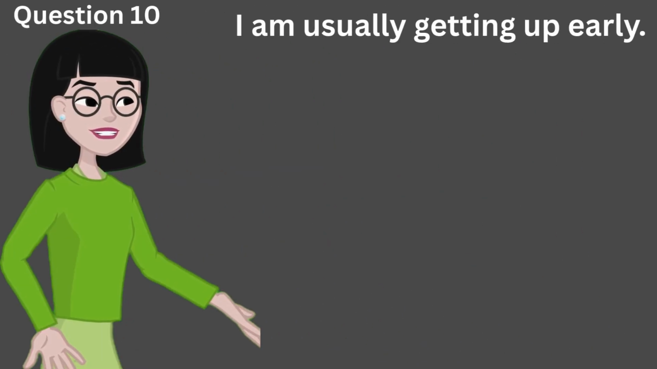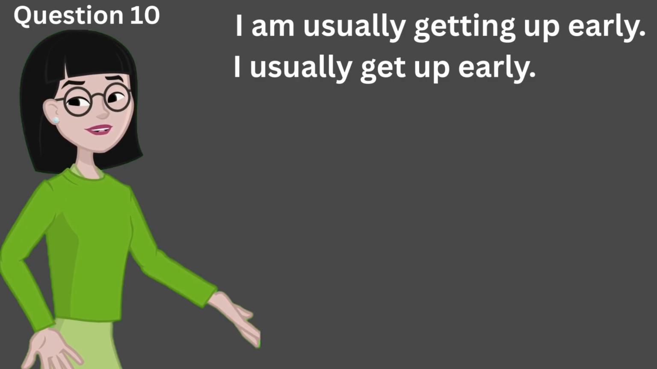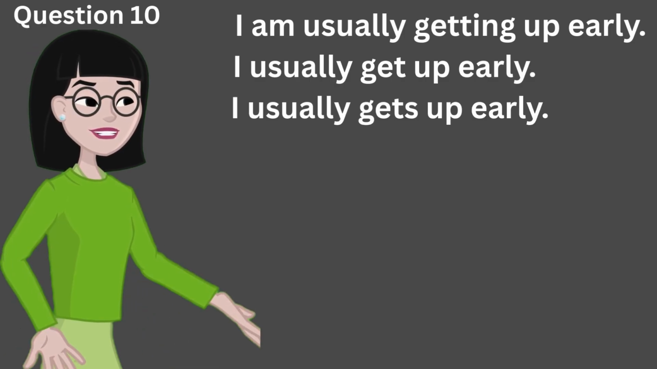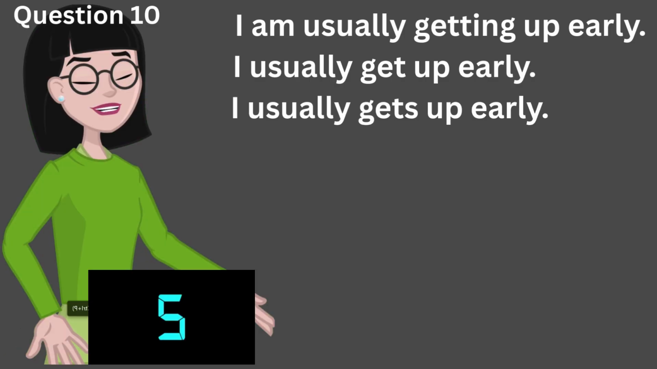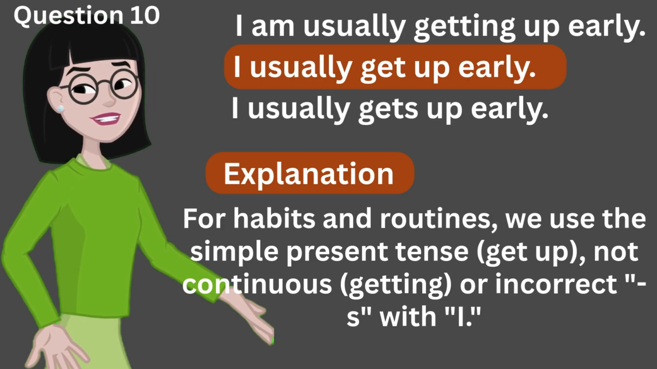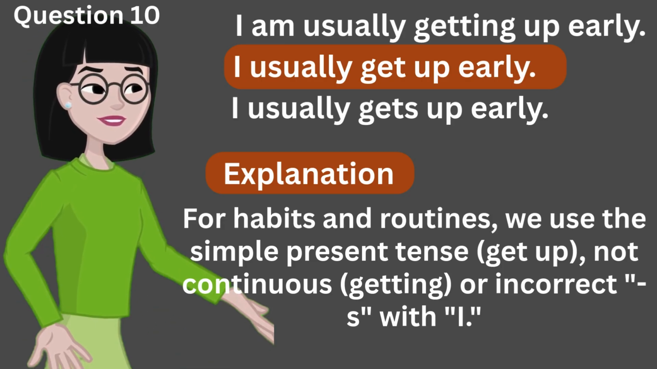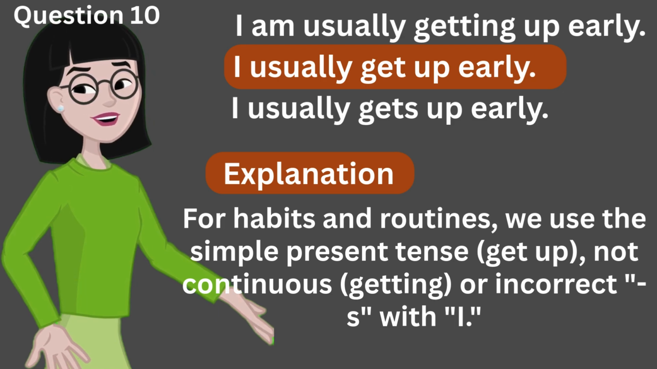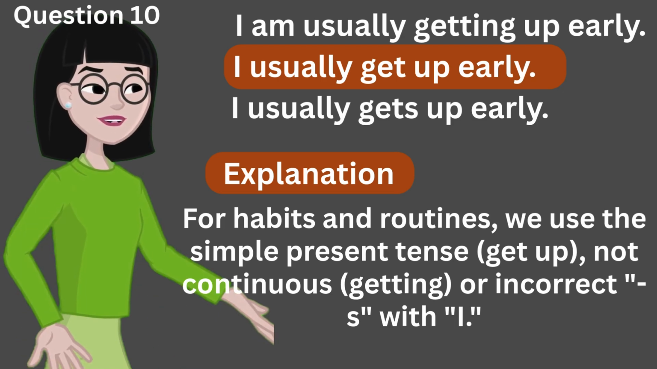Question 10. I am usually getting up early. I usually get up early. I usually gets up early. For habits and routines, we use the simple present tense get up, not continuous getting or incorrect s with I. The correct answer is I usually get up early.